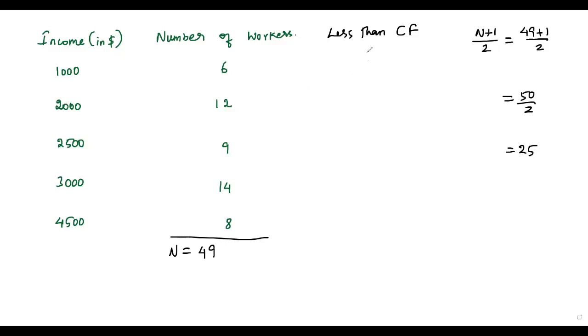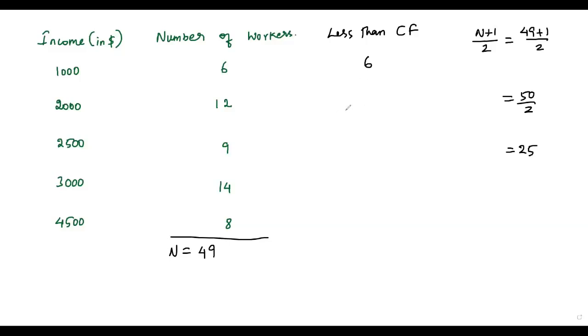Here in the third column, I'm going to write less than cumulative frequencies. Less than cumulative frequencies means for the first category, I have to write the number of workers where each worker is getting an income of $1,000 or less than $1,000. But we don't have less than $1,000. So there are 6 workers who are getting $1,000. We have to write that 6 over here.